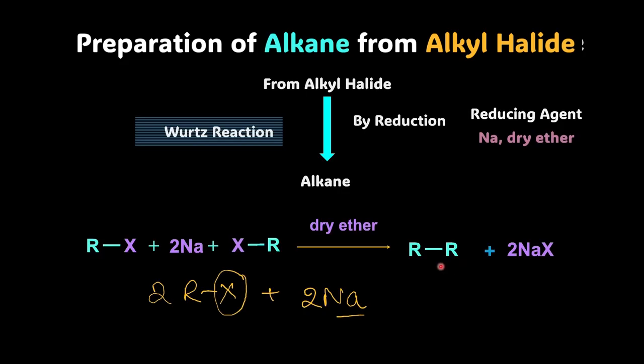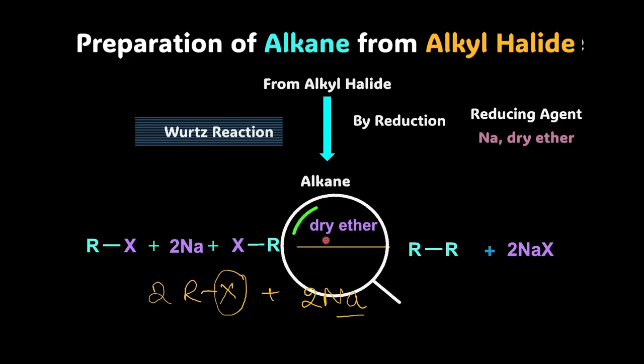You can see the alkane chain is going to become bigger. If this has 1 carbon, so if you have methyl chloride, you will end up getting ethane. Similarly, if you have 2 carbons out here, you will end up getting alkane of 4 carbons. If you have 3 carbons, you end up getting alkane of 6 carbons. You get it? Now, one interesting thing to observe here is this term dry. Why do we use dry ether? I mean, why not just ether?